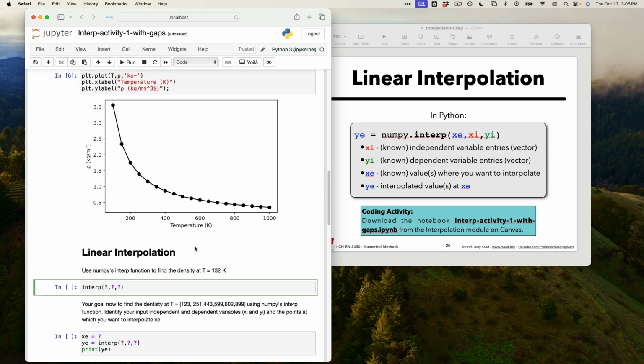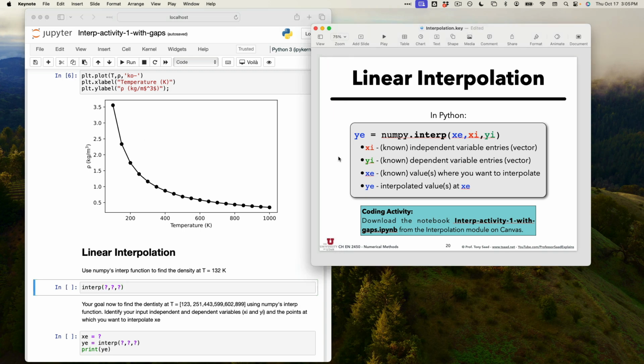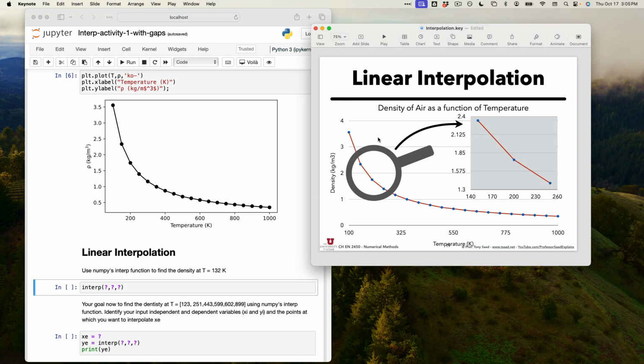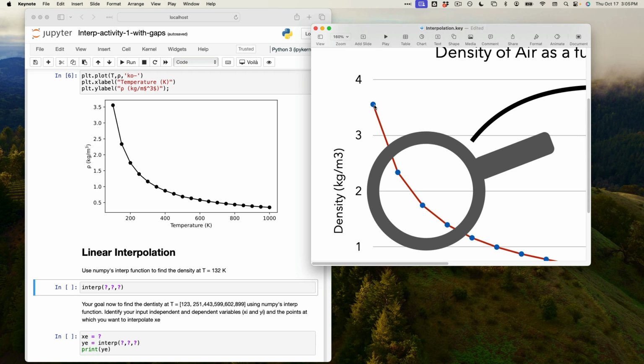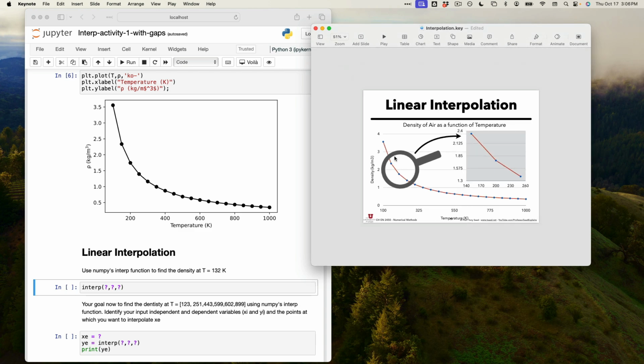So at 132, that's going to be between 100 and 150. So it's going to be between these first 2 points, right? If I go back here in the slides, it's going to be between these 2 points here, between whatever, 3.5 and 2.3, let's say. It's going to be between these 2 points, right? So what did you get?